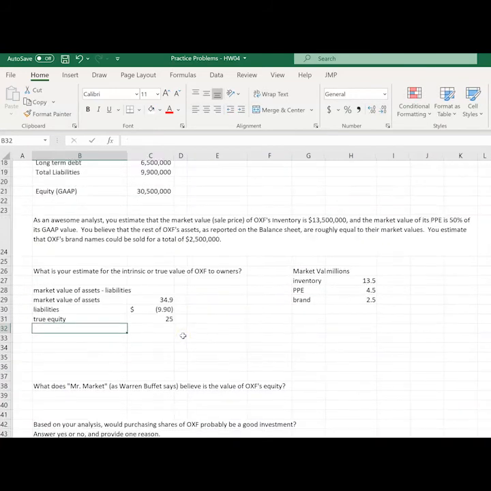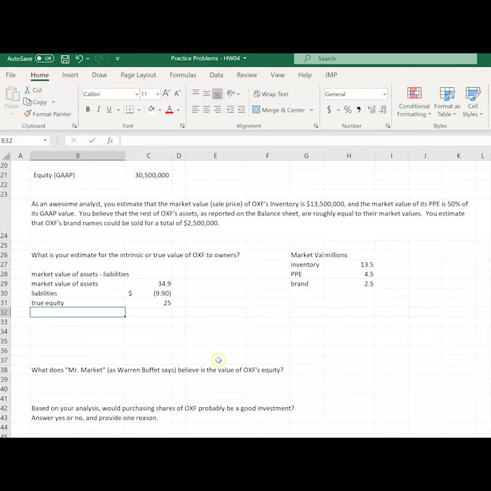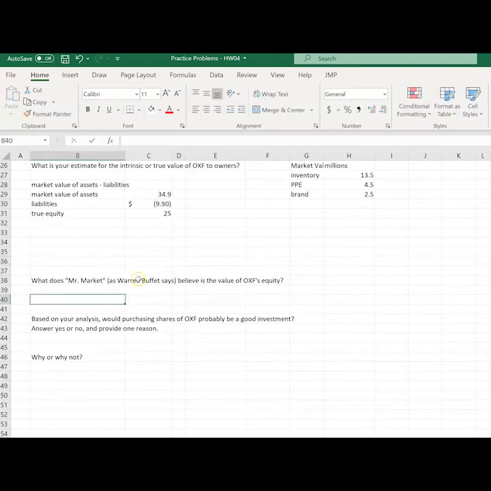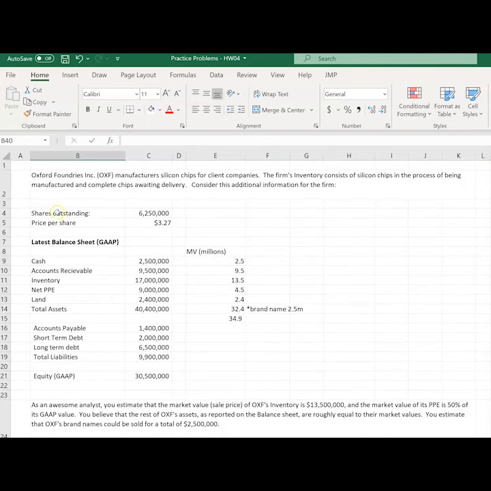All right, so next question, what does Mr. Market believe is the value of Oxford Foundry's equity? So Mr. Market is just what the market says the value is. So for that, we're going to look at the shares outstanding and the price per share. We're given all this information at the top of the balance sheet, right up here, shares outstanding, price per share. That's exactly what we need. All we need to do is just multiply those together.